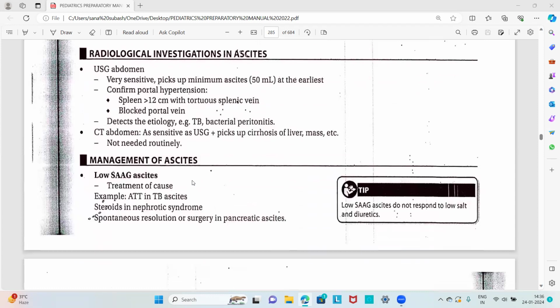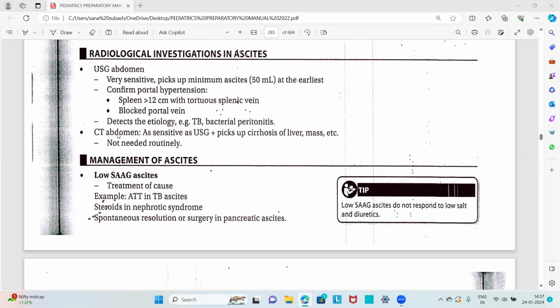Then after doing the abdominal paracentesis, we have to go for radiological investigation in ascites. That is, we have to go for USG abdomen. It is very sensitive and picks up minimal ascites, that is, 50 ml of ascites can be picked up by USG abdomen, which confirms portal hypertension. If the spleen is greater than 12 centimeter with a tortuous splenic vein or blocked portal vein, that is indicative of portal hypertension. The etiology, that is TB, bacterial peritonitis, can be detected by USG abdomen.